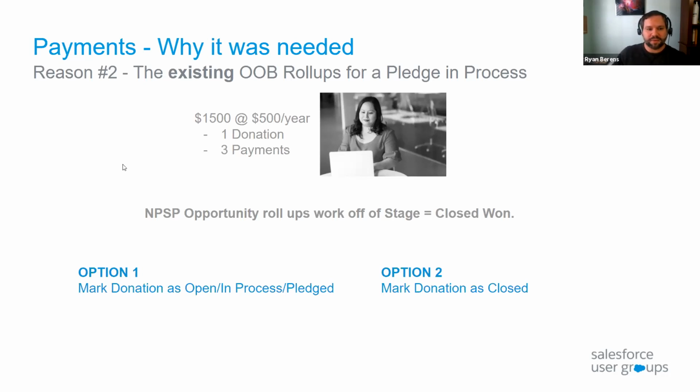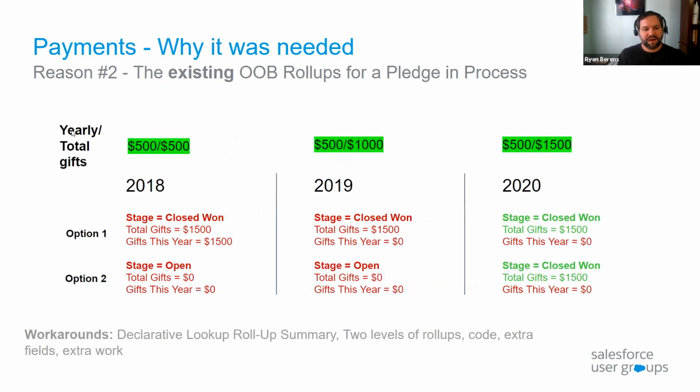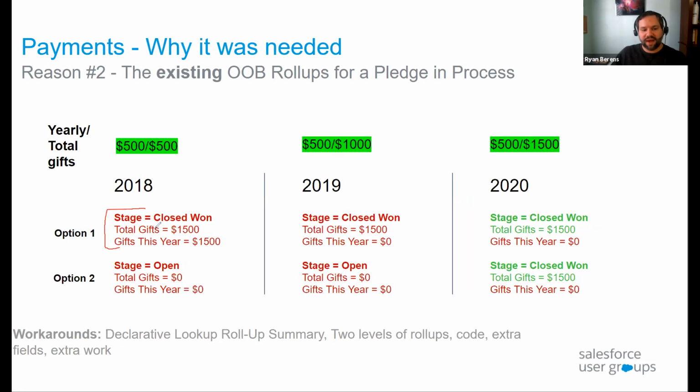Here's how it plays out. This is getting into the details. If you have 3 installments, in option 1, you're marking it as closed won. The total gifts field in Salesforce with the roll-up would say 1,500, and the gifts this year would be 1,500. That's not accurate, because right now they've only actually given you 500. Option 2 is to leave the stage open, in which case their total gifts and gifts this year would be 0. That's also wrong. Then you get into year 2.